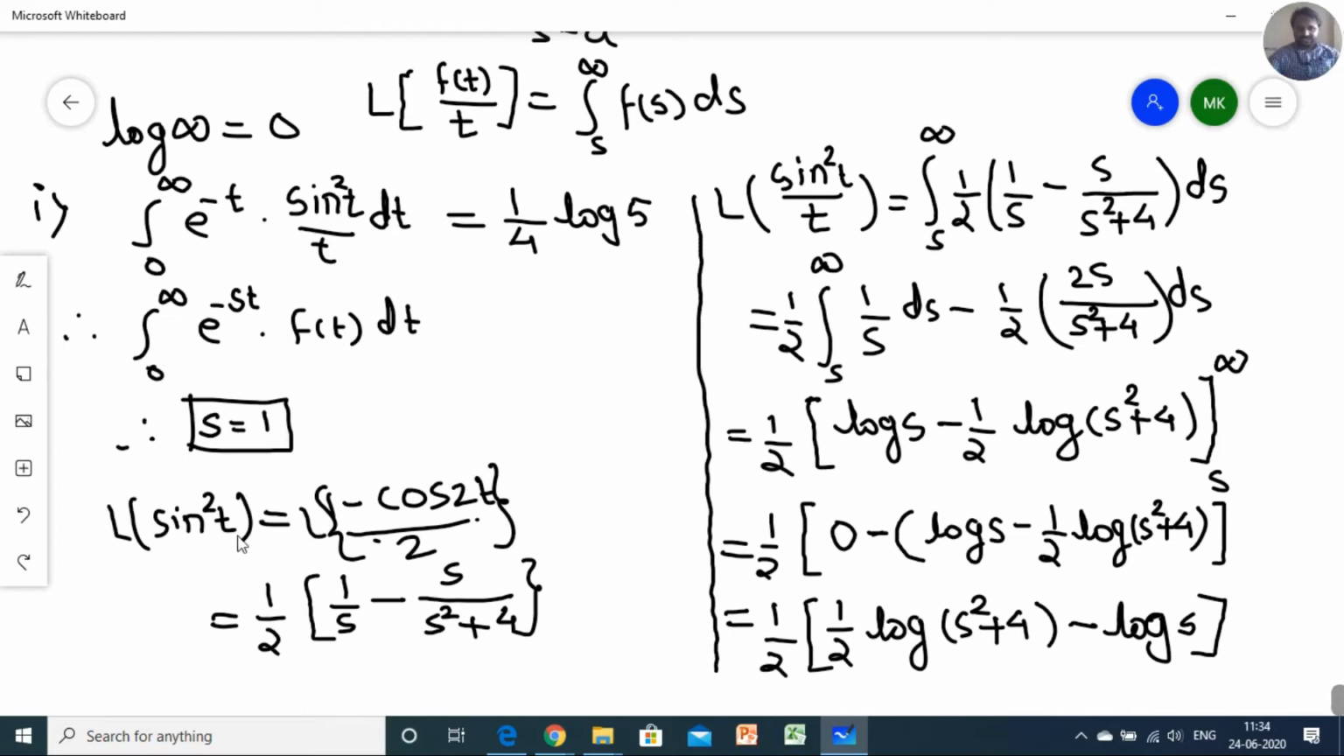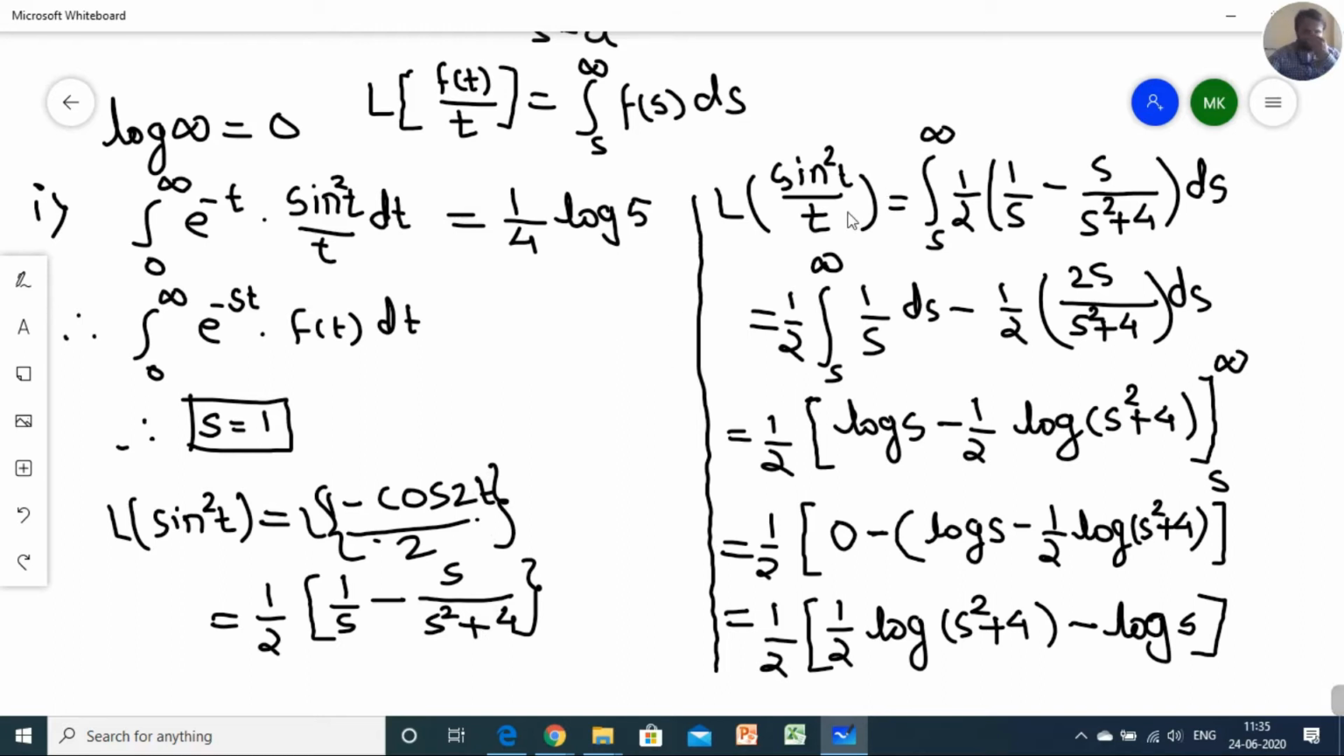So Laplace of sine square t: first we have to convert that power function into a multiple-angle function. So 1 minus cos 2t divided by 2. Again we calculate the Laplace transform here. Laplace of 1 is 1 by s, and Laplace of cos 2t is s upon s square plus 4.